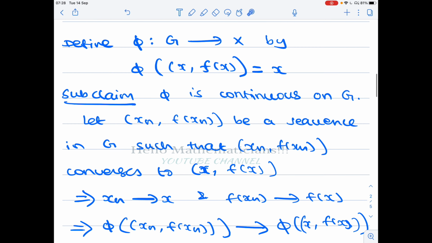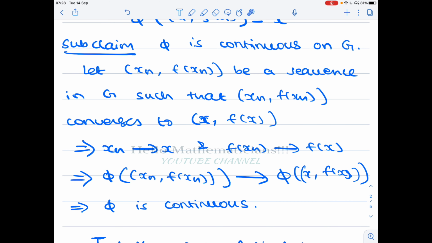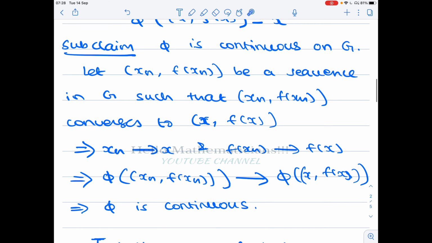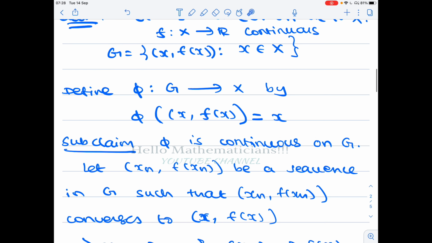That is one argument, or otherwise you can use a sequence criterion also. You take a sequence that converges to a point (x, f(x)). So if (xn, f(xn)) converges to (x, f(x)), then pi of (xn, f(xn)) converges to pi of (x, f(x)). Therefore, pi is continuous. That is another sequence argument. Note that sequences in G are of the form (xn, f(xn)). So basically phi is the projection onto the first coordinate. Therefore, it is continuous. That is easy to understand.